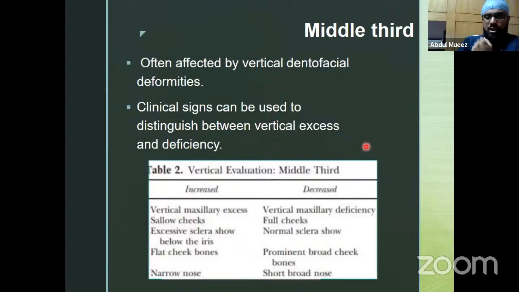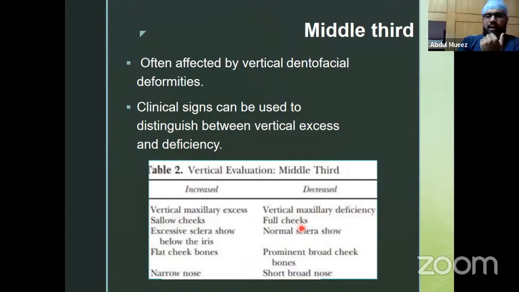If it is there, it will be in a vertical maxillary axis, or they'll have shallow cheeks, excessive sclera show below the iris, flatter cheekbones and a narrow nose. Whereas if the upper third of the face is decreased, the cheeks will be full, chubby cheeks type, and they'll have broader cheekbones and a shorter base of the nose. The nose will be very short and blunted.